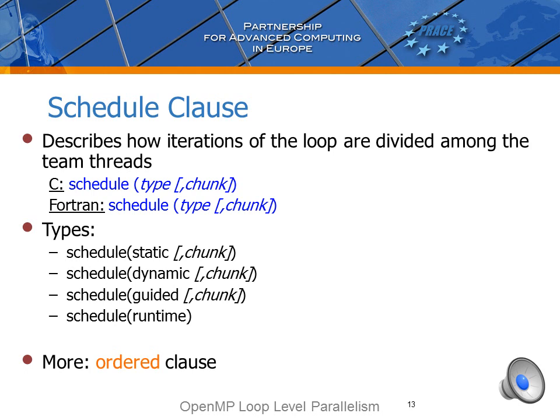Before discussing some of these in detail, we would like to mention one more clause used within the loop construct. The ordered clause specifies that the iterations of the loop must be executed as they would be in a sequential program.